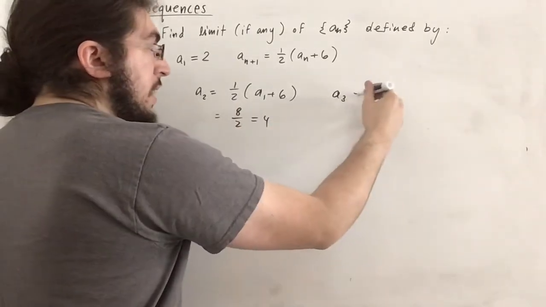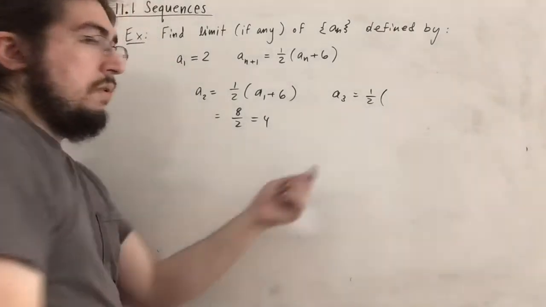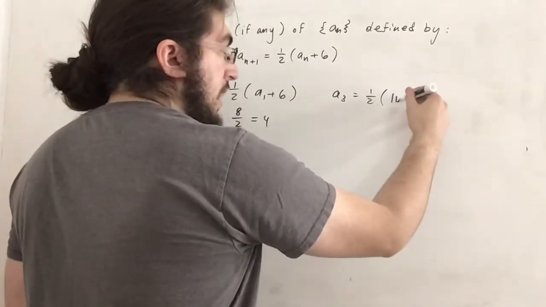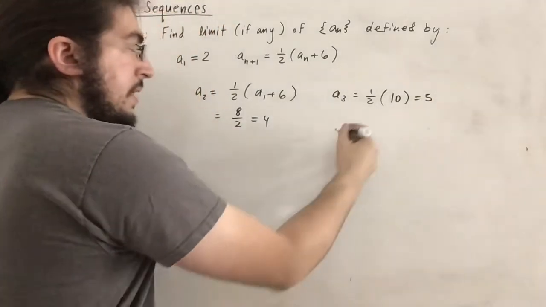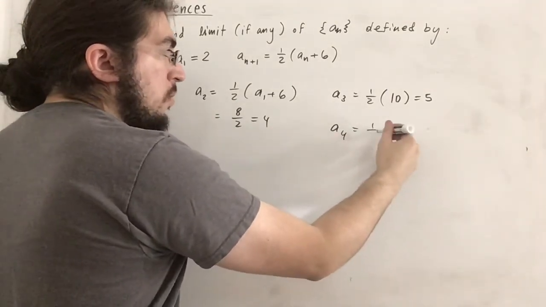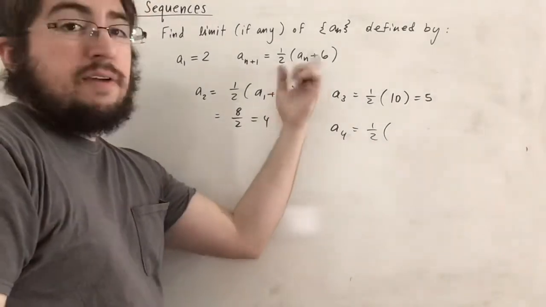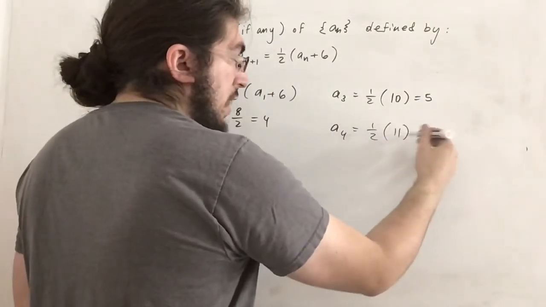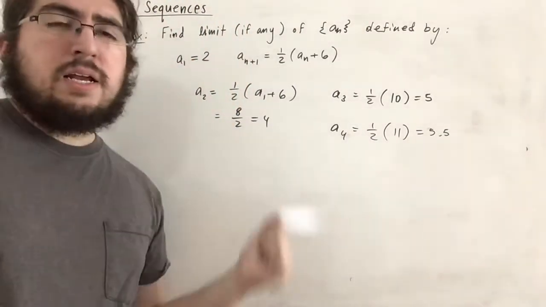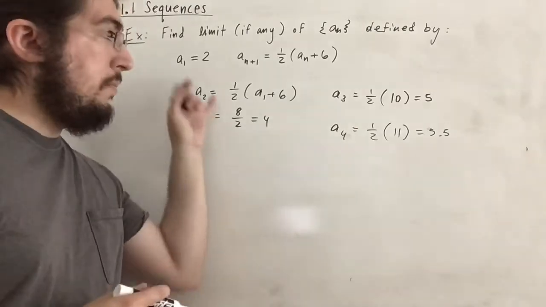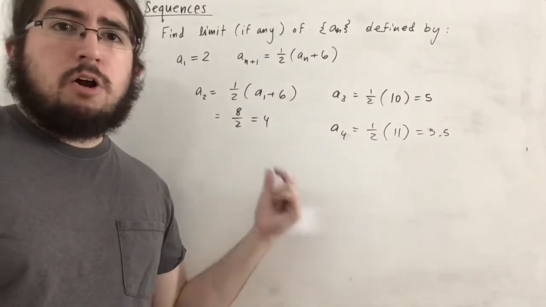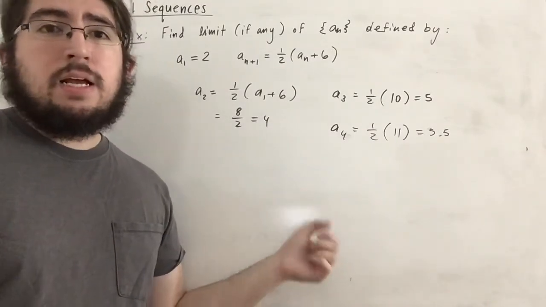If you wanted to find a3, that's 1/2 times the previous one, a2, which is 4, plus 6, so that's 10, so that's going to be 5. Then it gets a little more complicated because a4 would then be 1/2 of 5 plus 6, which is 11, so that's going to be 11 over 2, which I guess is 5.5. So we can kind of see that the sequence seems to increase. We'll actually be showing that, but by plugging in a few numbers, we can get the idea that that's the case. Also, if you keep going, you'll see that all of the numbers will get closer and closer to 6, but still be less than 6.